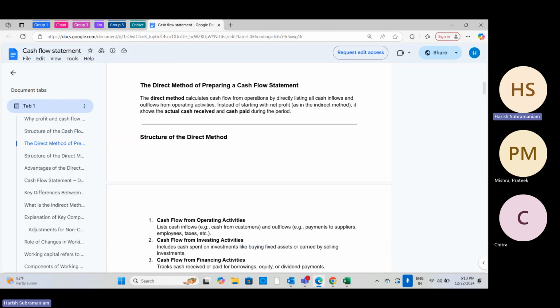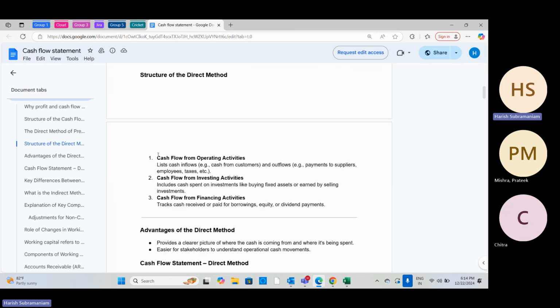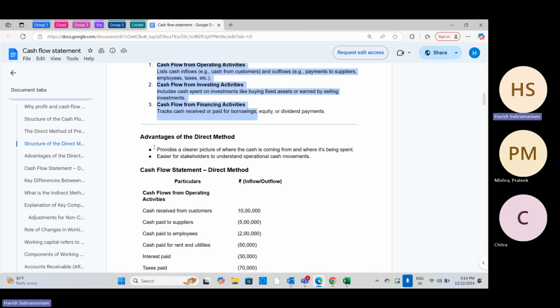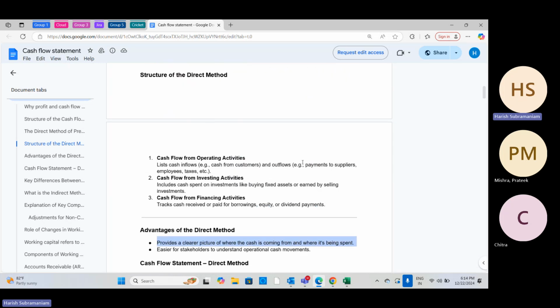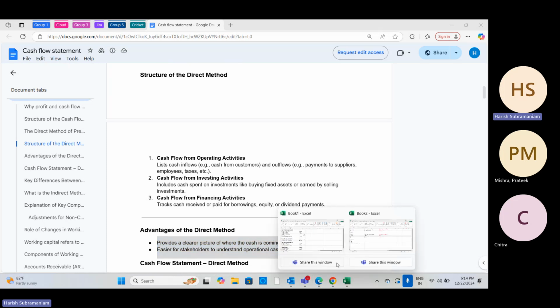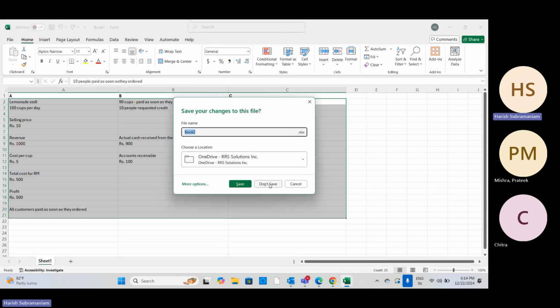So it calculates cash from the operations by directly listing all the cash inflows and outflows. Instead of starting with the net profit, it shows the actual cash received and the cash paid, right? So then we have cash flow from operating, investing and financing. This is there for all three. And then it provides a very direct and clear picture. And it's very easy for stakeholders to understand, okay, this much of money has come in, this much of money has gone out.